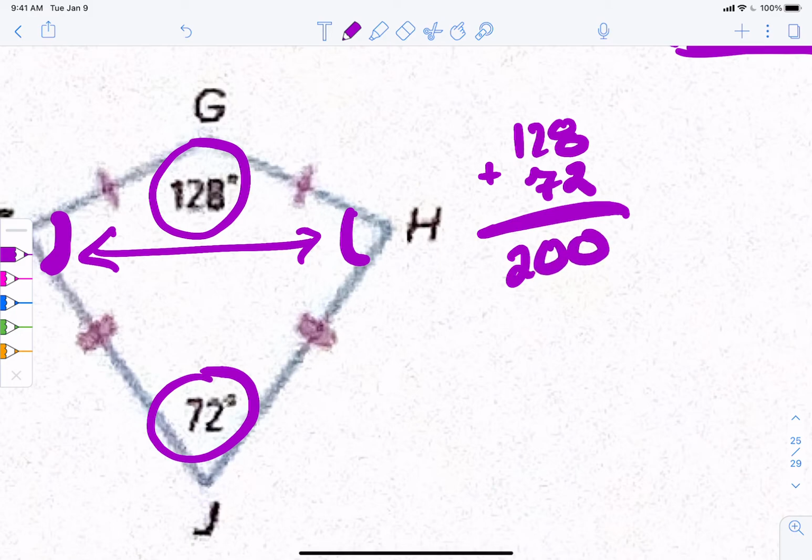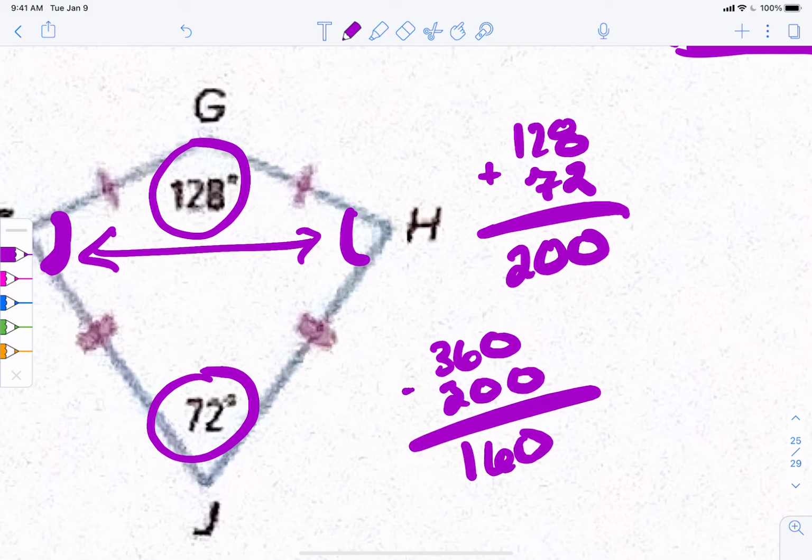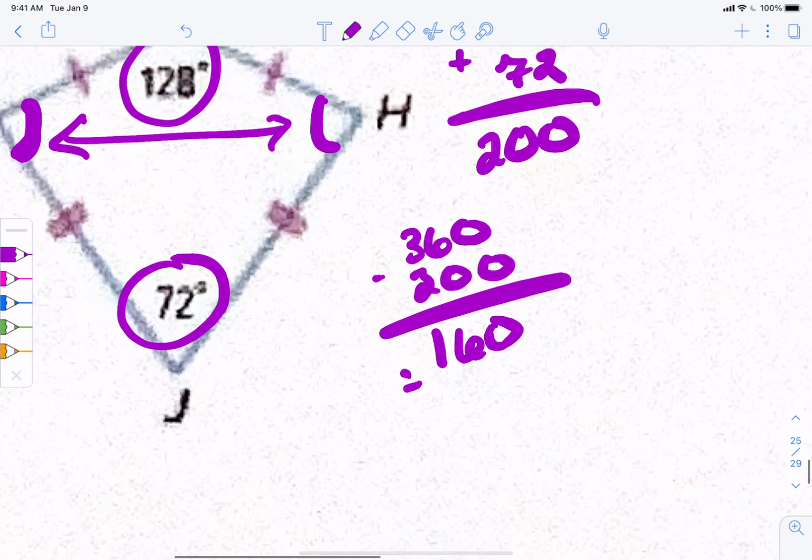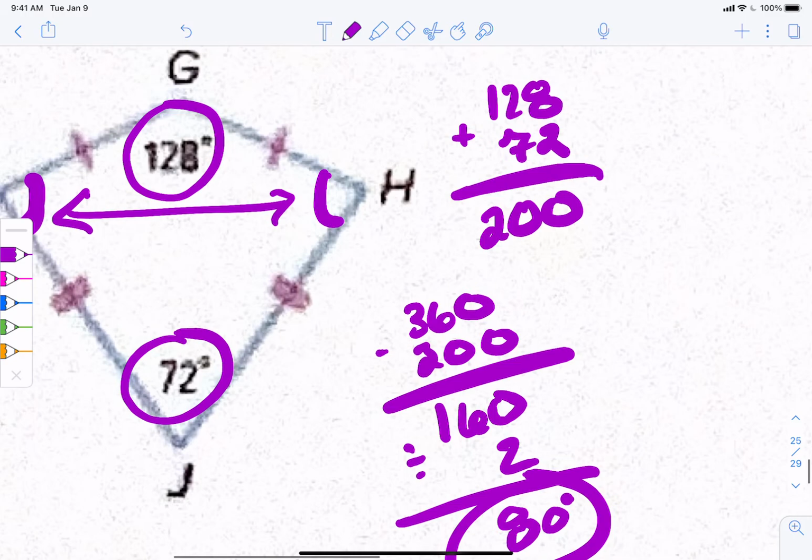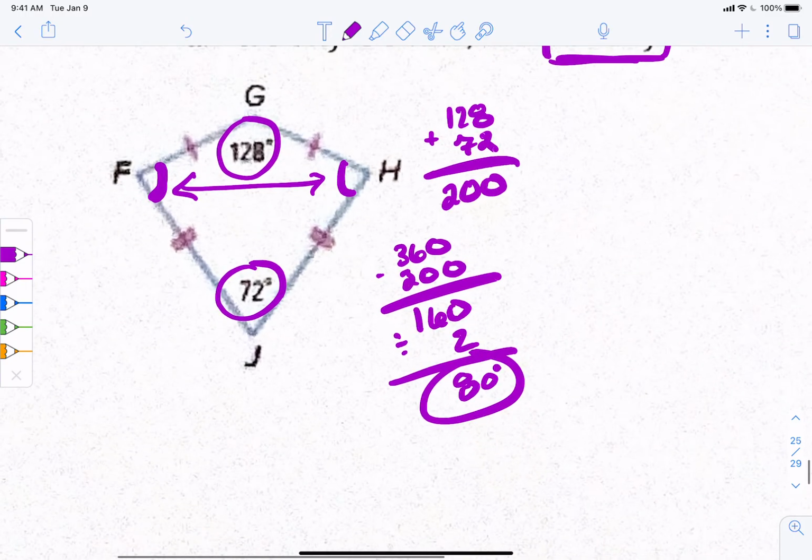Then what do they all add up to be? 360. 360 minus 200, so 160. Divide by 2. Each one is 80, right? They're both the same, so they both are 80 degrees. 80, 80. They have to add up to be 360. Good?